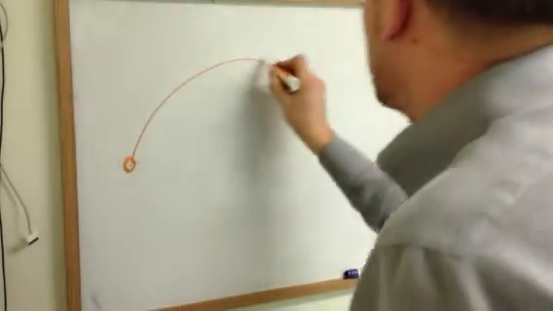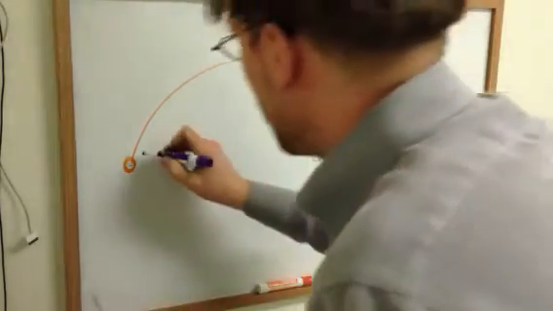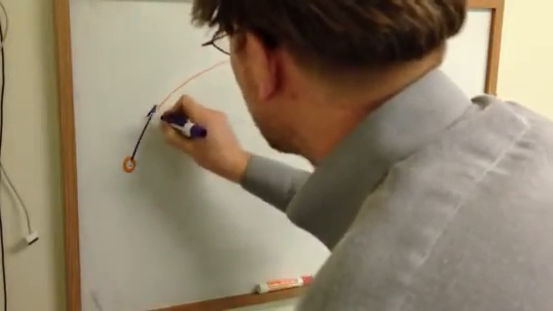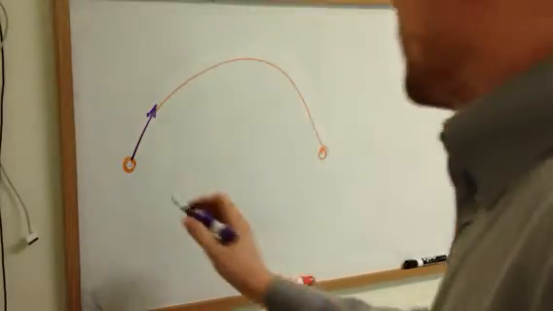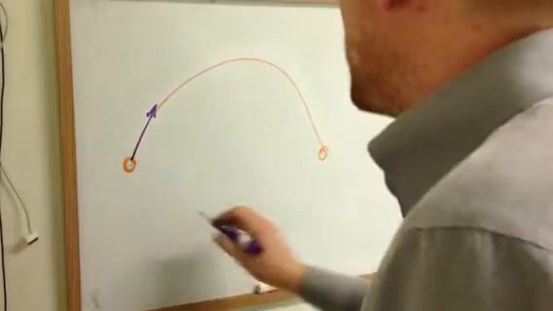I'm going to use light colors so that the darker vectors show up. It's hit with some initial velocity. The velocity carries it upwards and carries it along.